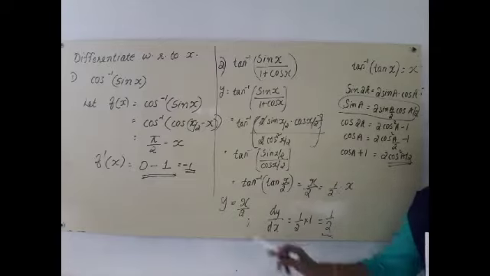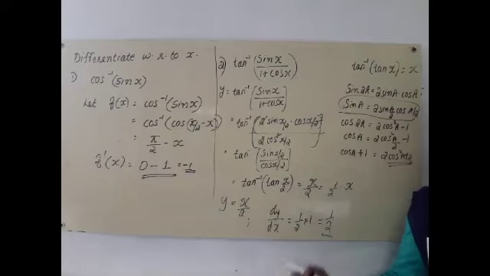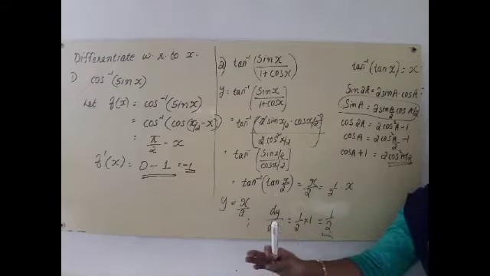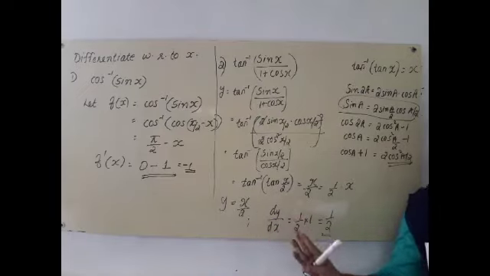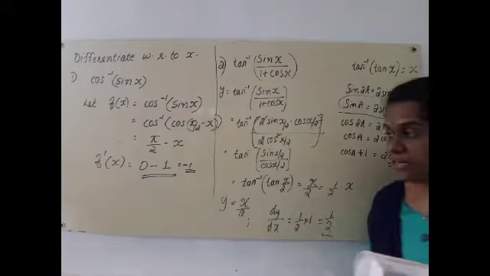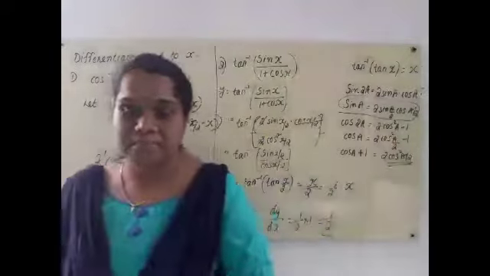Now we got y is equal to x by 2. Let us differentiate with respect to x. dy by dx is equal to 1 by 2, where 1 by 2 is the constant, and the derivative of x is 1. 1 by 2 into 1, so 1 by 2 is the answer. I hope you understood this.